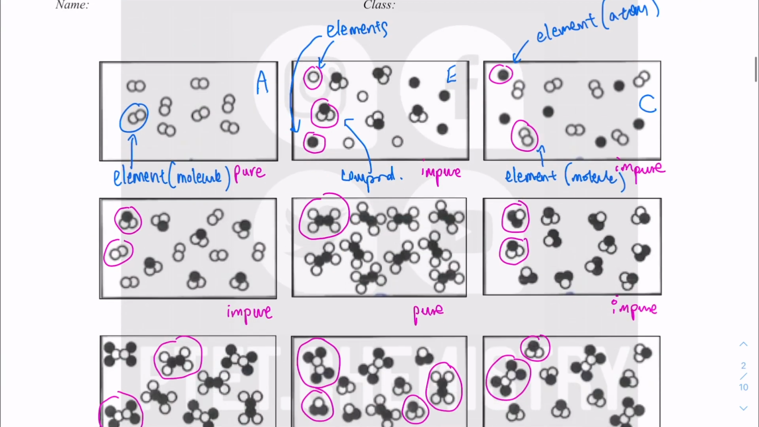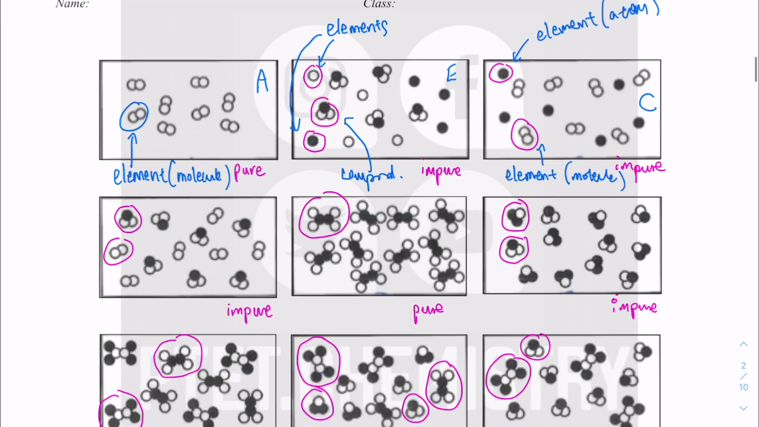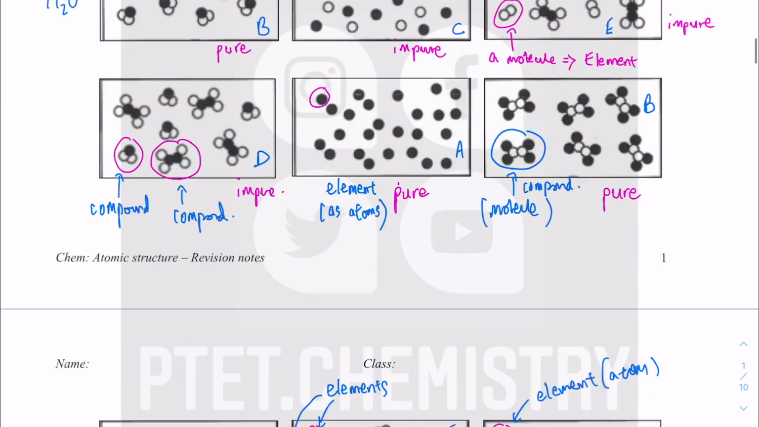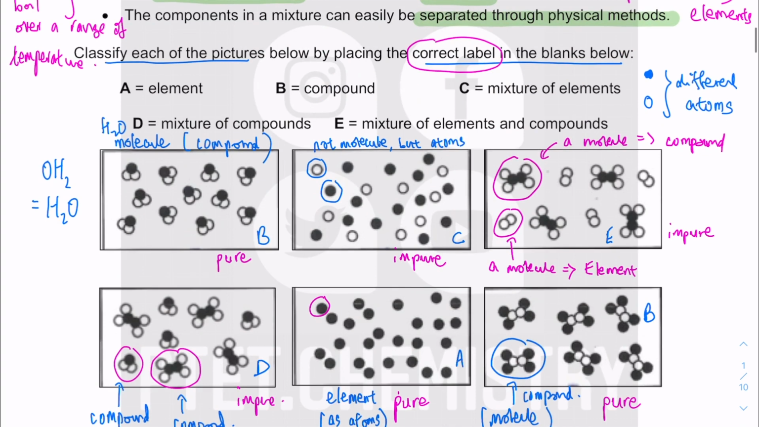It's trying to test the extent of your understanding. It's very easy to make mistakes out of all the confusing options you have here, unless you know what you're doing. So this is an element. It exists as a molecule. This is not an element. This is a compound. A compound can also exist as a molecule. So this is a mixture of compound and element, which is option E. Yes, mixture of elements and compounds, option E.